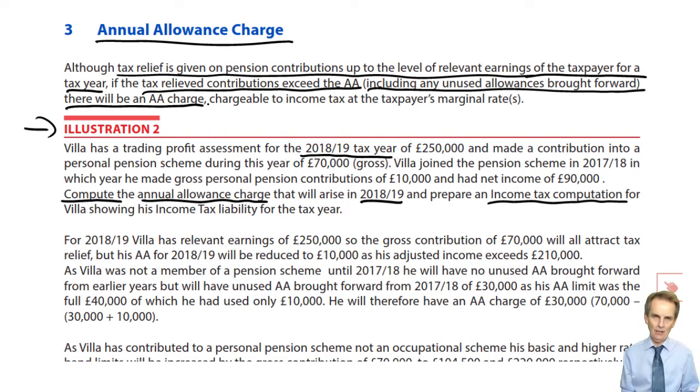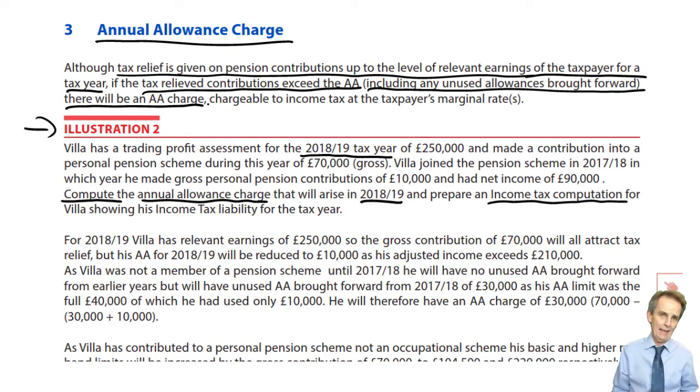So it's a secondary limitation in relation to the tax relief that will be available to you on your pension contributions. The first check that must be done is compare your gross contribution with relevant earnings. Your gross contribution can't go above those relevant earnings in terms of achieving tax relief.